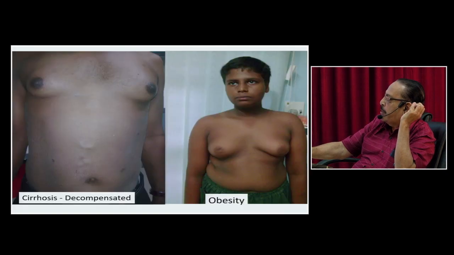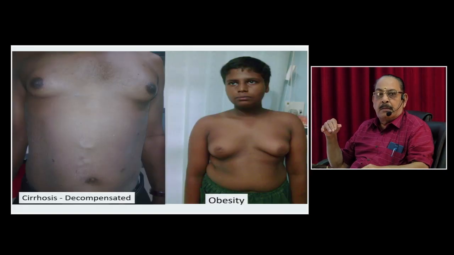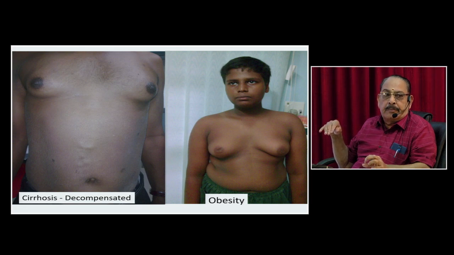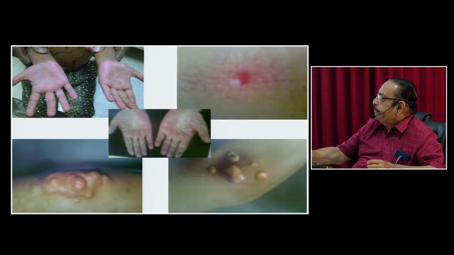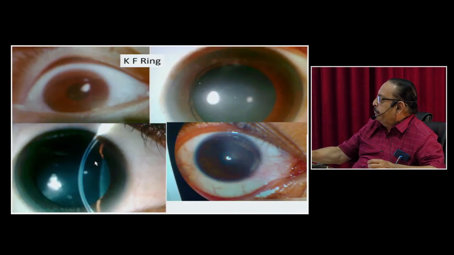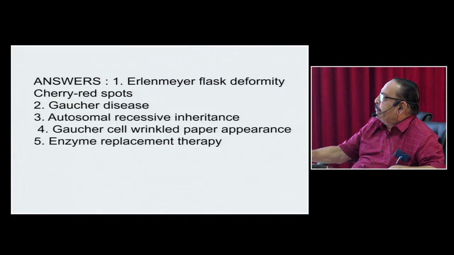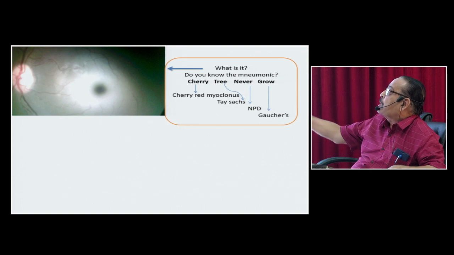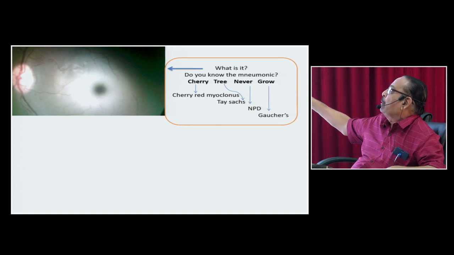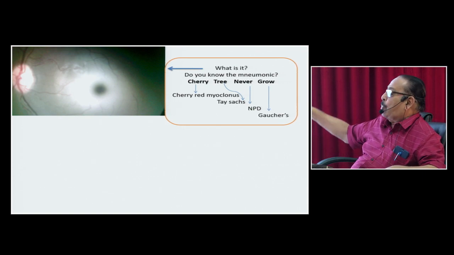Xanthoma, gynecomastia. Never say spider nevi. In any child less than 10 years, we don't see spider nevi. Very, very rare. KF ring, any hepatomegaly, splenomegaly above 4 years of age. This is a clue for cherry red spot.